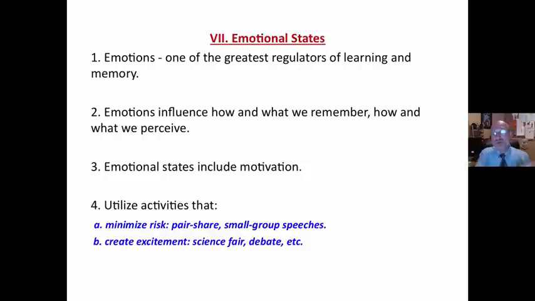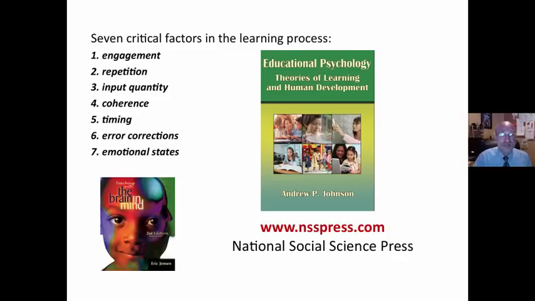And lastly, emotional state. Emotions are one of the greatest regulators of learning and memory. They influence how and what we remember, how and what we perceive. So emotional states include motivation. So we want to utilize activities that minimize risk, pair share, small group speeches, and create excitement, science fairs, debate, etc. And I will devote more on this in another video. But here are the 7 critical factors, brain-based learning. Good stuff.